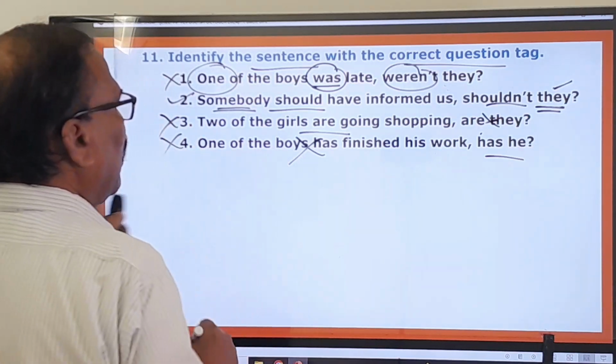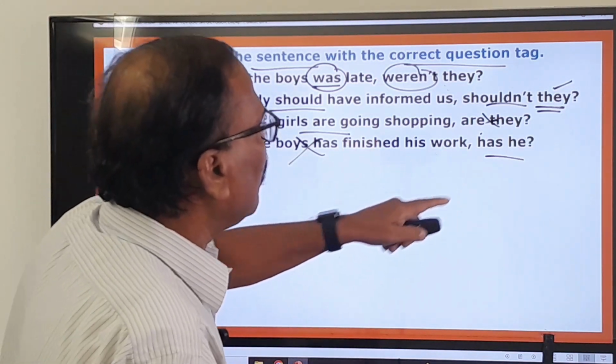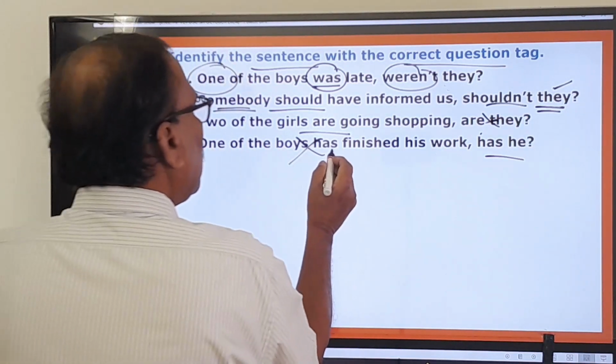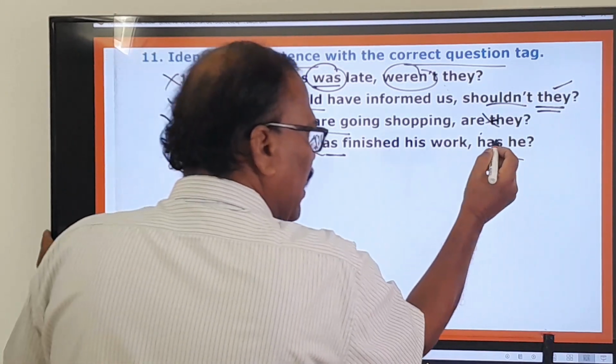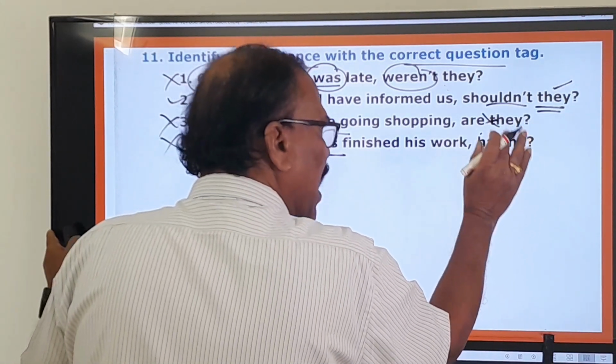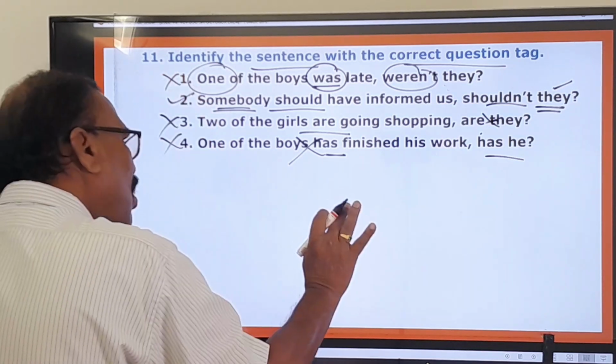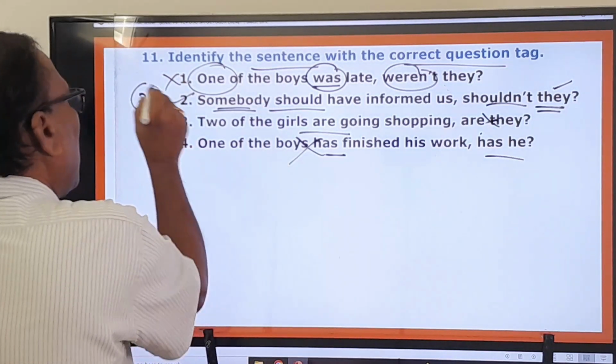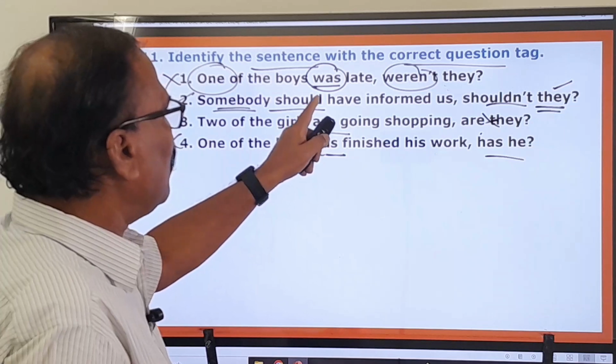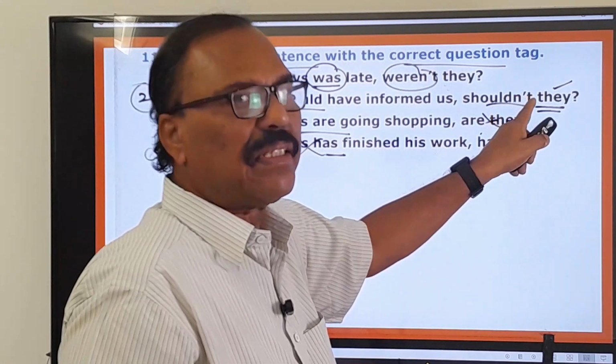One of the boys has finished his work, has he? So here this is a positive statement. Hasn't he, it should have been, but here it is only has he. Therefore in this way first one, third one, fourth one are wrong, only the second one is the right one. The question tag used for this is absolutely correct, right?